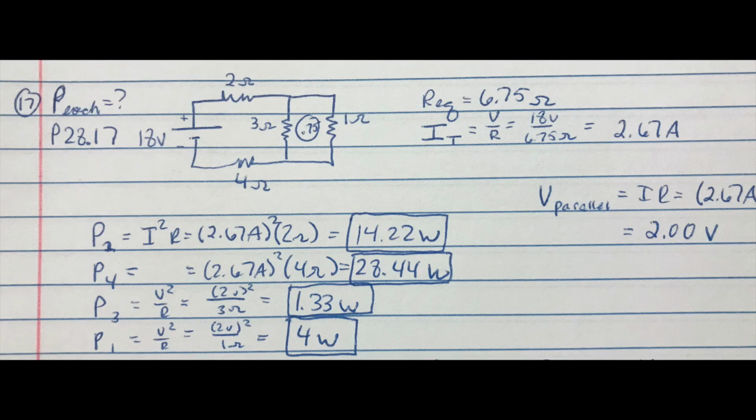On number 17, effectively you have a circuit with a little parallel of the 3 and 1, which you can use the inverse equation to solve for the resistance of 0.75, and then the 2 and the 0.75 in series, also with the 4. So you get an equivalent resistance of 6.75 ohms. Use that to find the total current using Ohm's law, and then go through and calculate the power on each resistor by whichever equation you know enough to use.